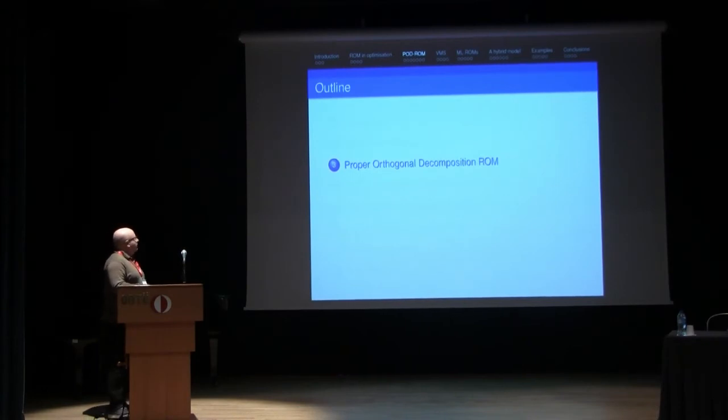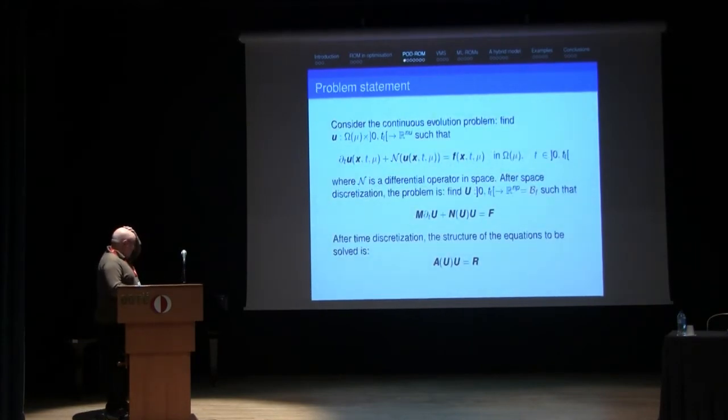well-known and the most popular one, which is proper orthogonal decomposition. So what is the idea? The idea is the following. We have a time evolution problem that we want to solve, for example, the compressible Navier-Stokes equations. U is the unknown, which has several components. That's the time evolution of U. This is a general nonlinear differential operator in space, and this is the right-hand side.